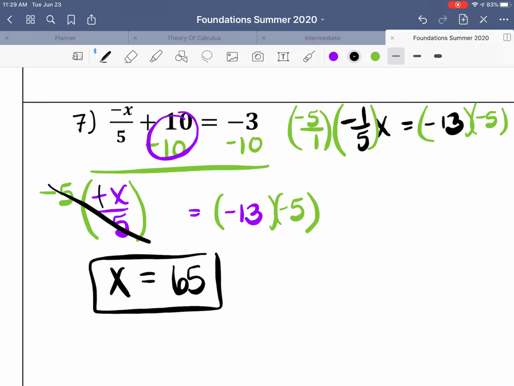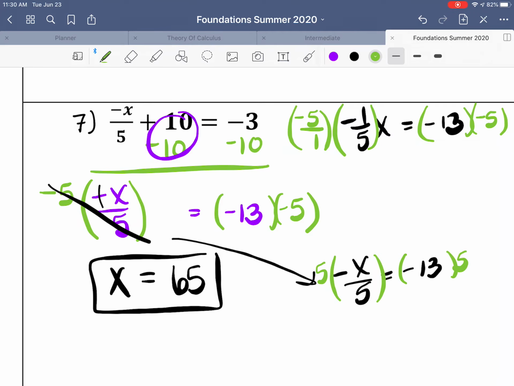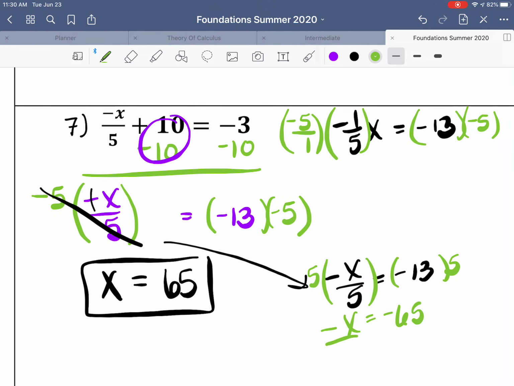It is 65. And then you could plug in 65, check to make sure. Negative 65 over 5 is negative 13, plus 10 is negative 3, so my solution is correct. You could have done, at this point, we had negative x over 5 equals negative 13. You could have multiplied by just 5 and then divide by negative as your last step, and you'll get the same answer.